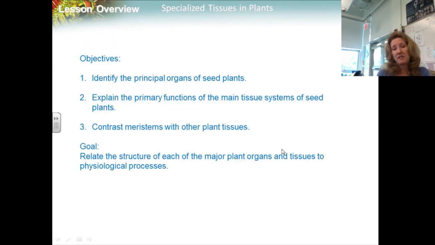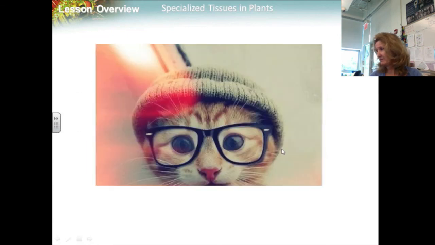So our objectives for lesson 23.1 were to identify the principal organs of seed plants, explain the primary functions and the main tissue systems of seed plants, and contrast meristems with other plant tissues. Again, it all relates to our role, the structure and function of the major plant organs and tissues and the physiological processes of plants. And there's a cute picture for you this time. I didn't forget.